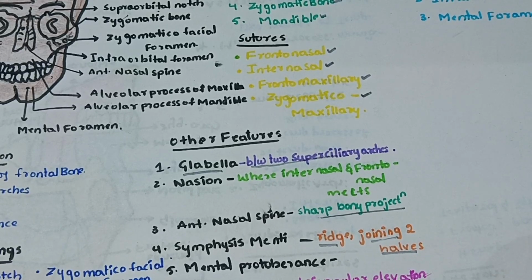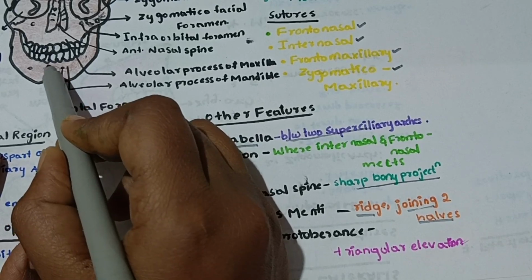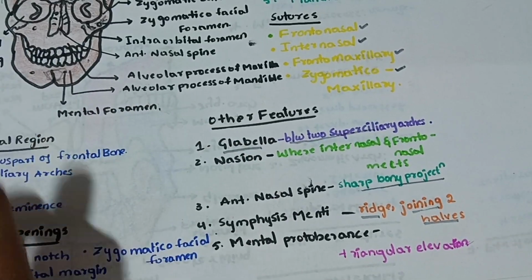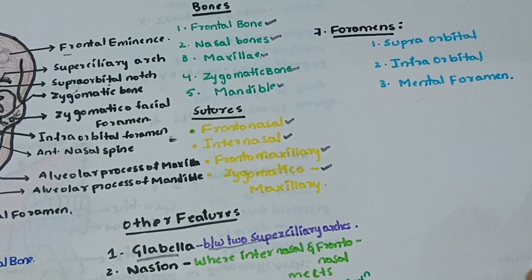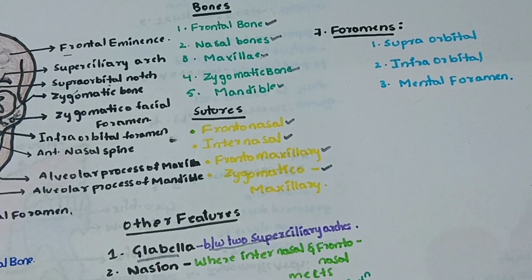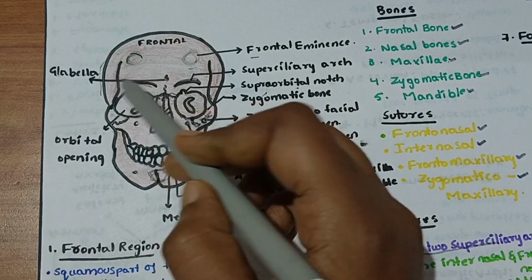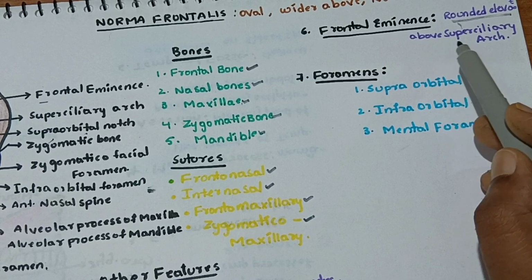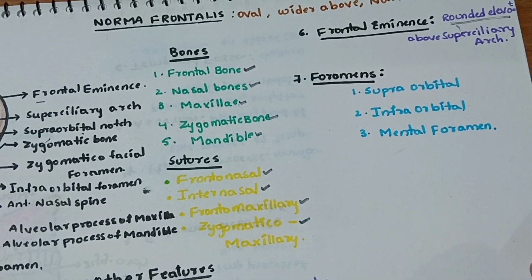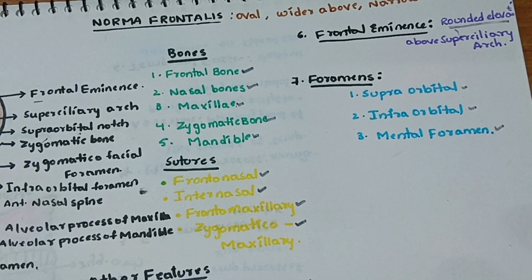And we have something called the mental protuberance here. What is the mental protuberance? The triangular elevation in the mandible is known as the mental protuberance. Now, frontal eminence: as I said, there are two eminences, one on either side. These are rounded elevations above the superciliary arches. And what are the three main foramens? Supraorbital foramen, infraorbital foramen, and mental foramen. These are the three main foramens of the norma frontalis.